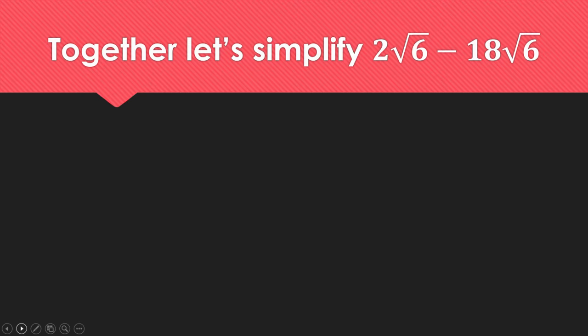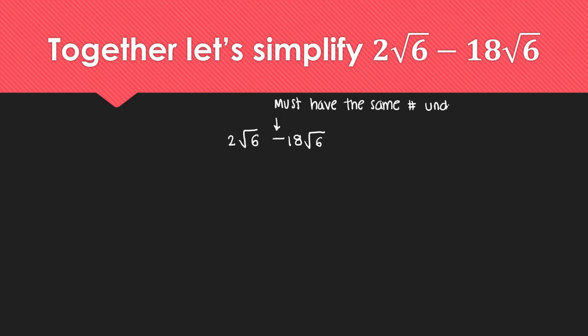All right, let's simplify this. We've got 2 root 6 minus 18 root 6. So notice that the operation that we're dealing with this time is a subtraction sign. Remember, when you're adding or subtracting, you must have the same number under the square root. And luckily for us, I see a 6 in the first square root and a 6 in the second. So that means that we have like terms.